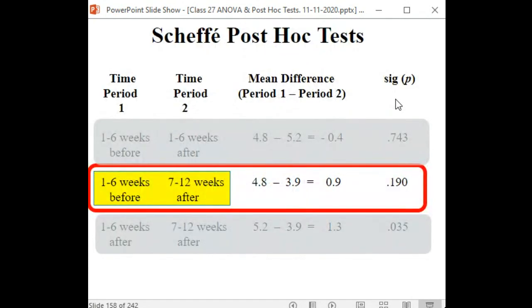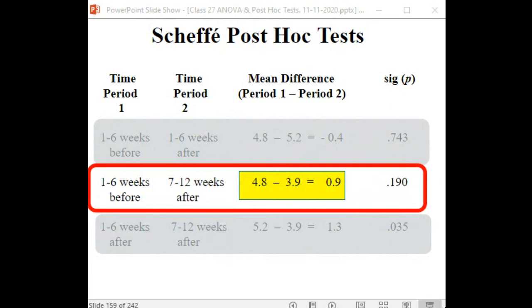We compare the means of these two groups by calculating the difference between the means. 4.8 minus 3.9 equals 0.9. So the difference between the means is 0.9. So let's see. Is a difference of 0.9 between the means large enough to be statistically significant?